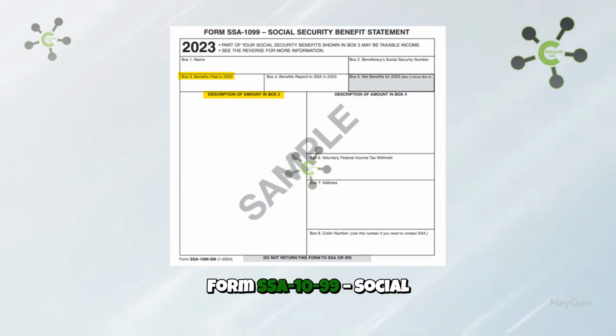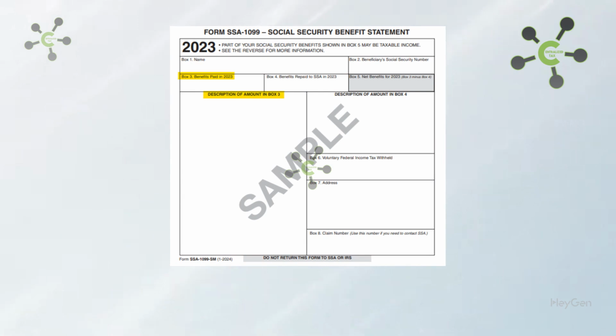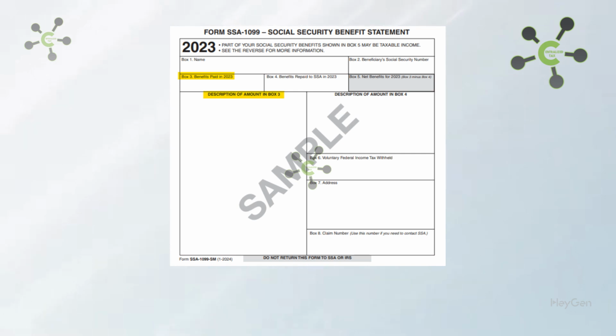Form SSA 1099, Social Security Benefits, sent to individuals receiving Social Security benefits. Depending on your total income and filing status, a portion of your benefits may be taxable. This form helps calculate how much should be included in your tax return.